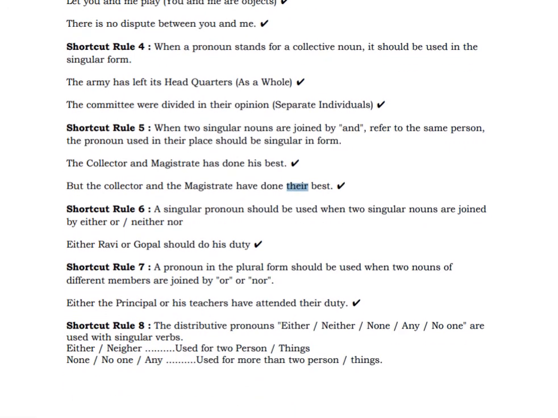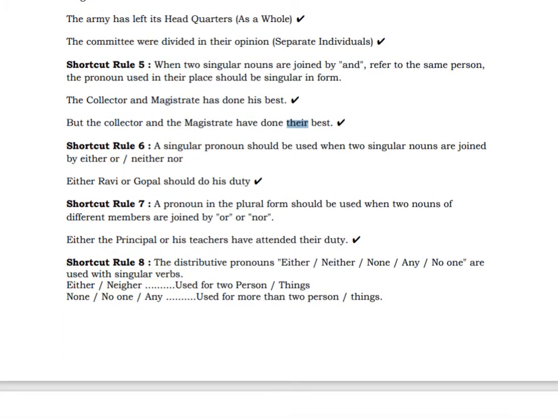A singular pronoun should be used when two singular nouns are joined by either or neither nor. Either Ravi or Gopal should do his duty. So what pronoun is used there? A singular pronoun should be used when two singular nouns are joined. So whenever you are using either or, then it has to be his, because it is referring to what?